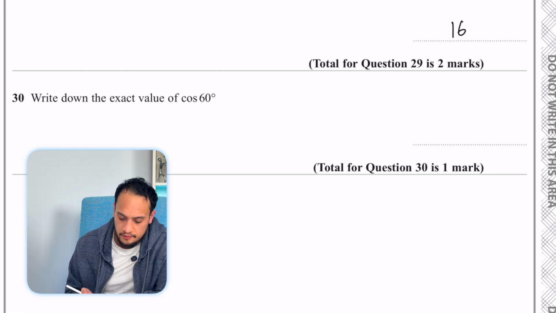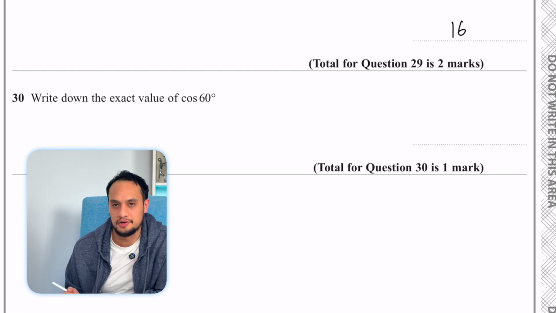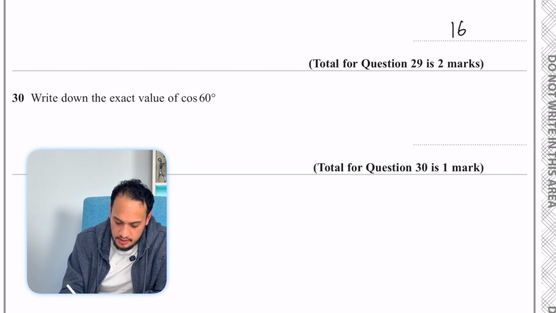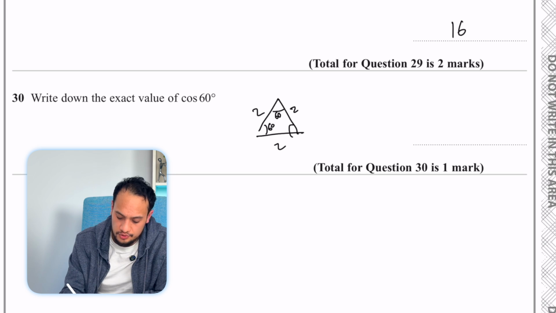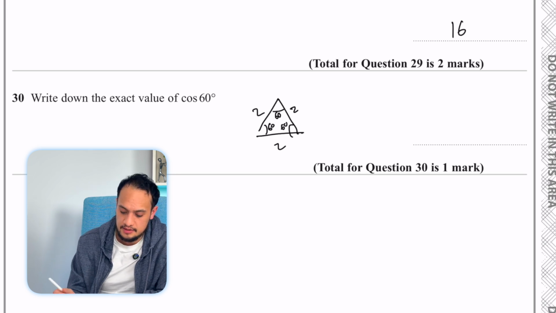And then this one, they're ending with quite a tricky one, I guess. Write down the exact value of cos 60. I'm going to show you a bit of a fancy way of doing this using some trig, but you can also memorize the values. So imagine a 2 by 2 by 2 triangle. We know that it'll be an equilateral triangle, so each angle will be 60.